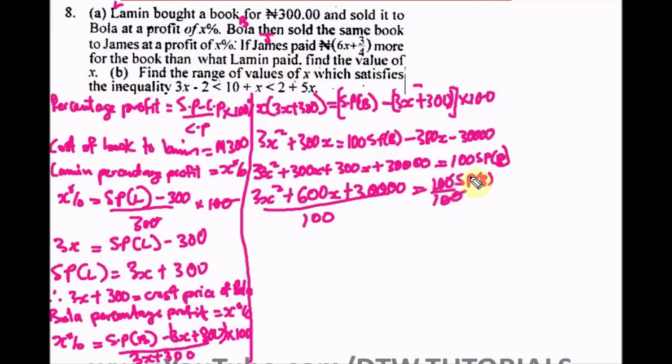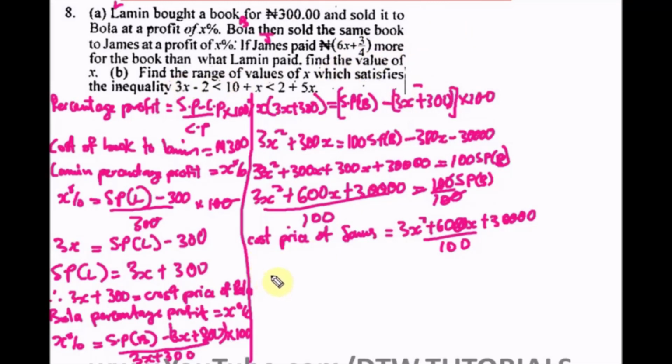So we'll just state here, since this is the selling price of Bola, this is the cost price of James. So cost price of James is equal to 3x squared plus 600x plus 30,000 divided by 100. The question says, if James paid this amount more for the book than what Lamin paid. What did Lamin pay? Lamin paid 300. So if James paid this plus 300, now find the value of x.